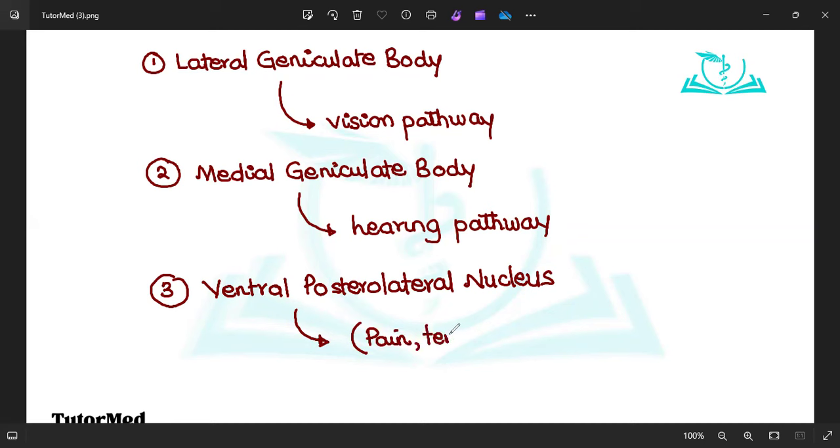Pain, temperature, pressure, touch, vibration, proprioception. For now, just follow my lead, okay?